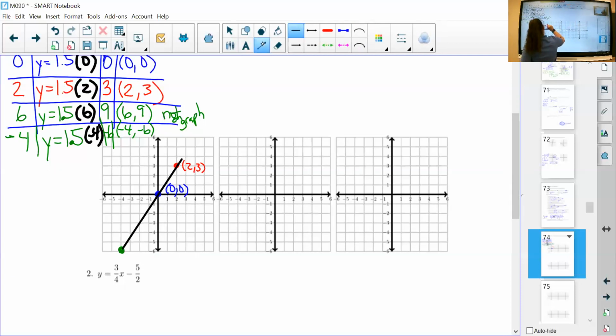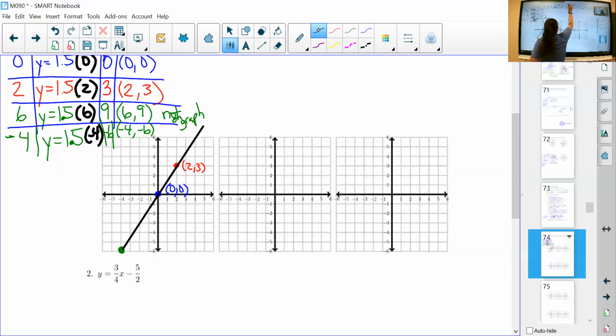We have something like this. We'll put arrows on both ends because it continues going in either direction. And notice that 6, 9, it wasn't on the graph, but it looks like it could be if we extended it. So that's a good sign. Okay, so that's method 1.